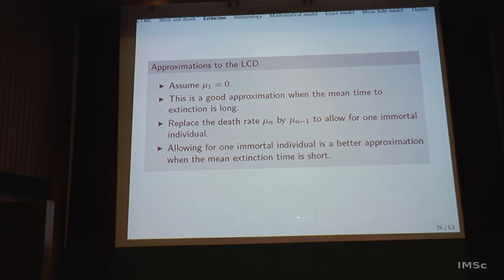Or what you could do is also replace the death rate from state n by the death rate from state n minus 1. In a way, what you're saying is that as far as death is concerned, in every population, what I'm keeping is an immortal individual. The idea is that I have n individuals, but the death rate that I'm considering now is the death rate as if I had n minus 1. So you always allow one immortal individual, and in that sense, you can also do some computations. And this turns out to be a better approximation if the mean time to extinction is short.